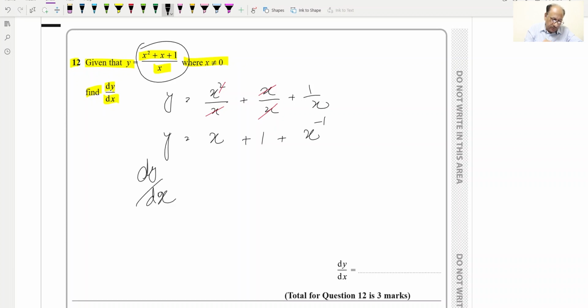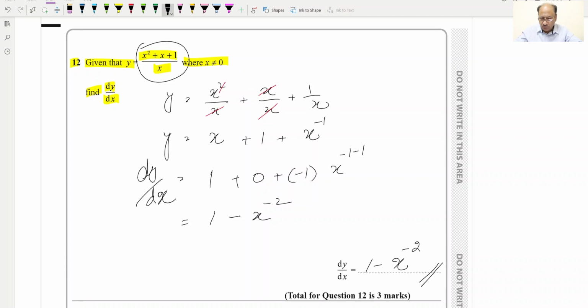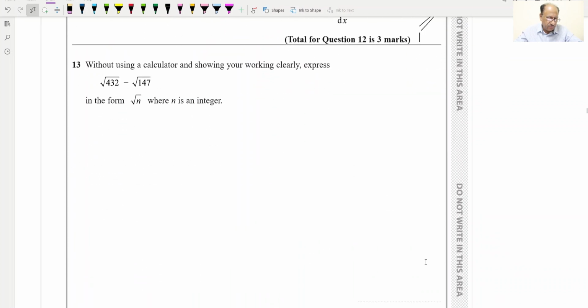So dy over dx will be equal to the derivative of x, which is 1, and the derivative of the constant 1 is 0, and for the derivative of x raised to minus 1, we pull the power first, so this will be minus x raised to minus 2. This will be our final answer for dy by dx, and we can provide the answer over here. This is done, and it was an easy, straightforward 3 mark question which we have done.